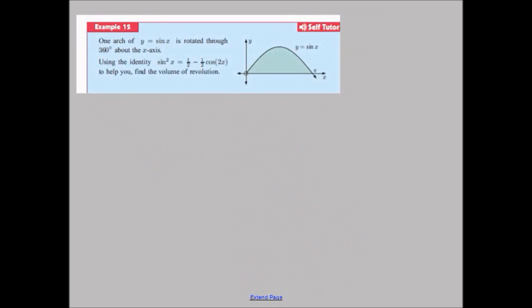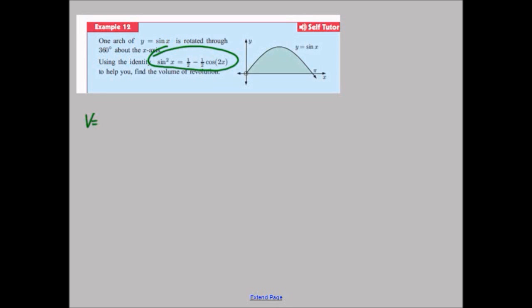Example 12. One arch of y equals sine x is rotated through 360 degrees about the x-axis. So this is what that graph looks like, using this identity. Okay, so it's giving us an identity. We're probably going to have to use that to help solve the volume of revolution.